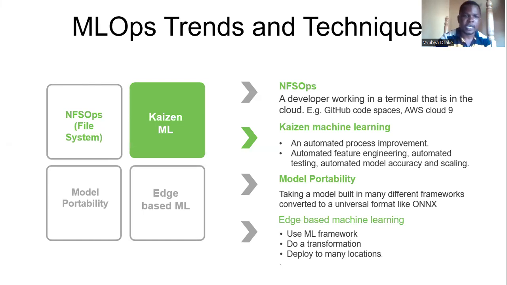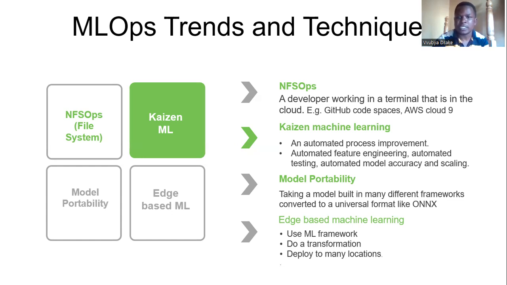First is NSFOps, which is a file system. A developer works in a terminal that is in the cloud. This is a new file system, so you can use GitHub Codespaces for coding or AWS Cloud9 for coding. This can work like GitHub so that we have one terminal and one space that we are all using, which ensures speedy working.